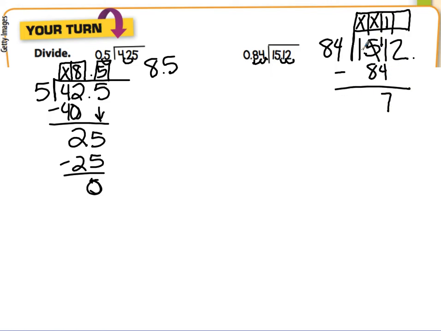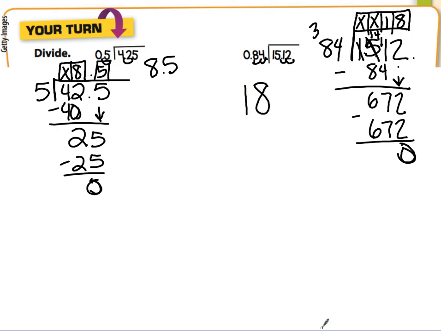11 minus 4 is 7. This was 15. And this is 14. 14 minus 8 is 6. Bring down the 2. I know this can go in 8 times. 8 times 4 is 32. Carry the 3. 8 times 8 is 64. Plus 3 is 67. I get 0 left over. So my answer in this case was 18.